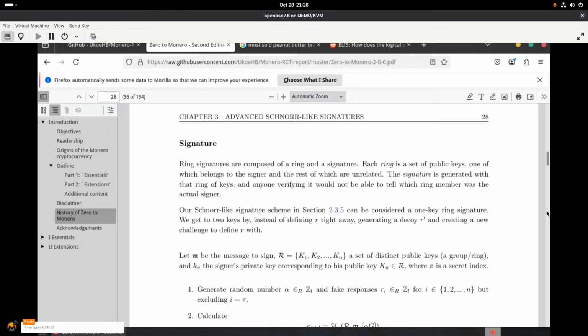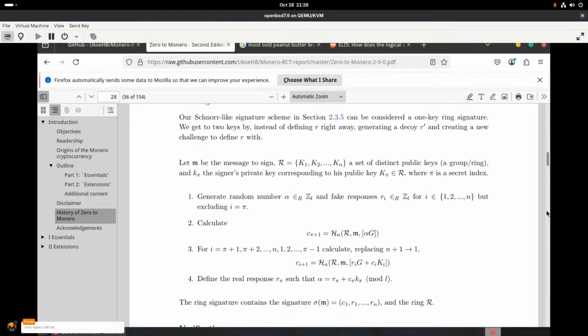We get two keys by instead defining R right away, generating a decoy R and creating a new challenge to define with R. Let M be the message to sign, R equals K1, K2, ..., Kn, a set of distinct public keys, a group or ring, and k_pi the signer's private key corresponding to his public key K_pi, where pi is a secret index.